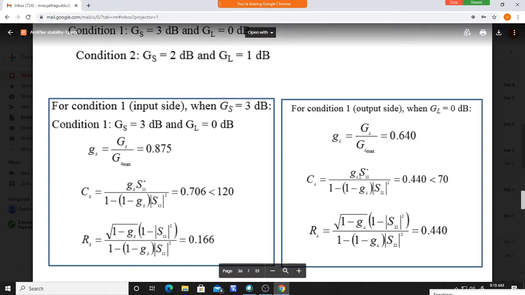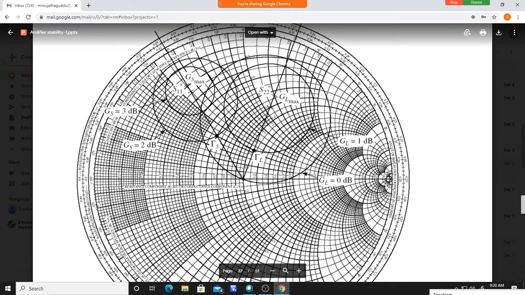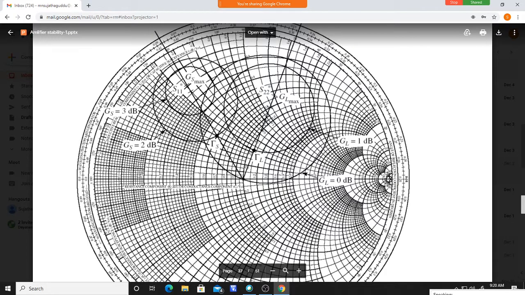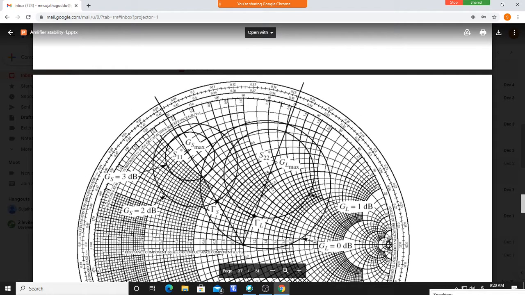Substitute that in this equation, center and radius. These are the values here. So 0.44 with an angle of 70. It is an angle of 70 degrees. So mark this on the Smith chart. This is the 0 dB circle. GL is 0 dB. Okay, 0 dB circle, 70 degrees from here, 70 degrees here. You see here, this is the 70 degrees marked here.